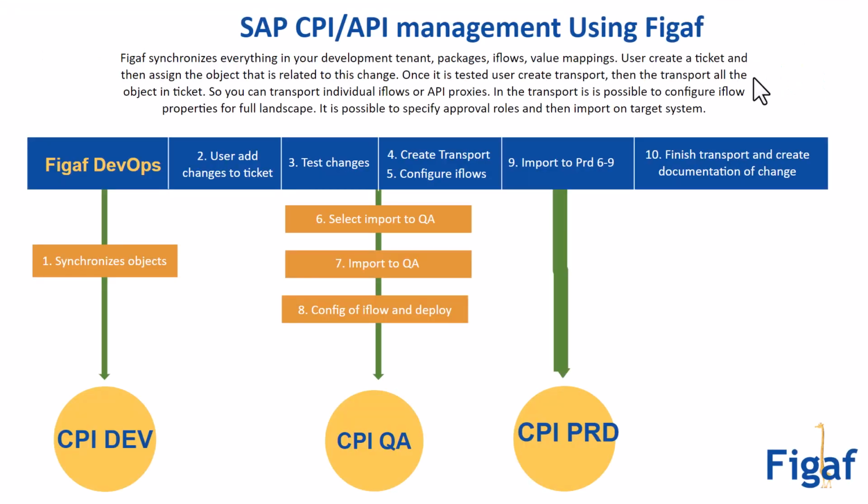The idea is to give you a better way to manage your SAP integrations, the transport process. And the way we normally do that is, if we just look at the process here, it's about you and the Figaf tool synchronizing objects to the Figaf tool. The user then adds the object to a ticket. You can then test it, create a transport, configure the iFlows, import it to QA, configure and deploy, and then you do the same thing in production. And once you're done, it's finished and you have a fully documented process.